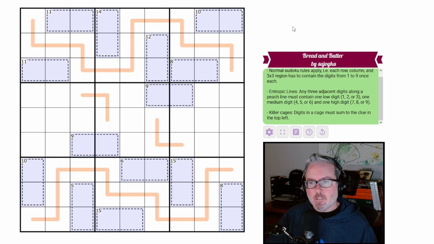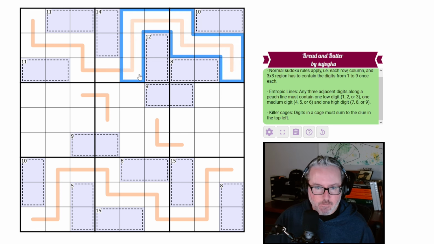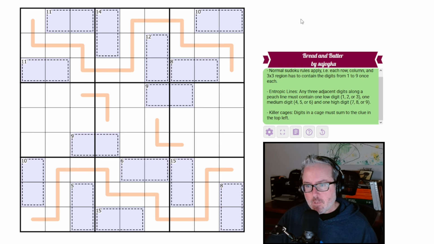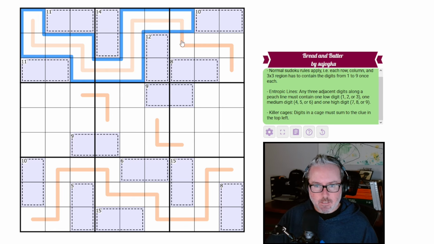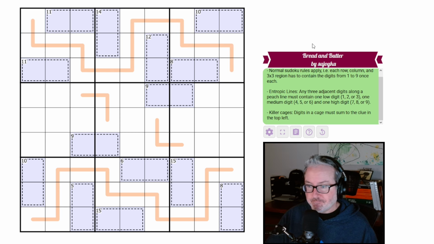Okay, so entropic lines are any three adjacent digits along a peach line, which are, of course, all of these lines that are being shown here. They must contain one low digit, one medium digit, and one high digit. Lows, of course, being 1, 2, 3, medium 4, 5, 6, and high being 7, 8, and 9. So if you were to put one of those three here, one of those three here, and one of those three groups there, and then whatever pattern this forms, that will continue throughout the entirety of this line.